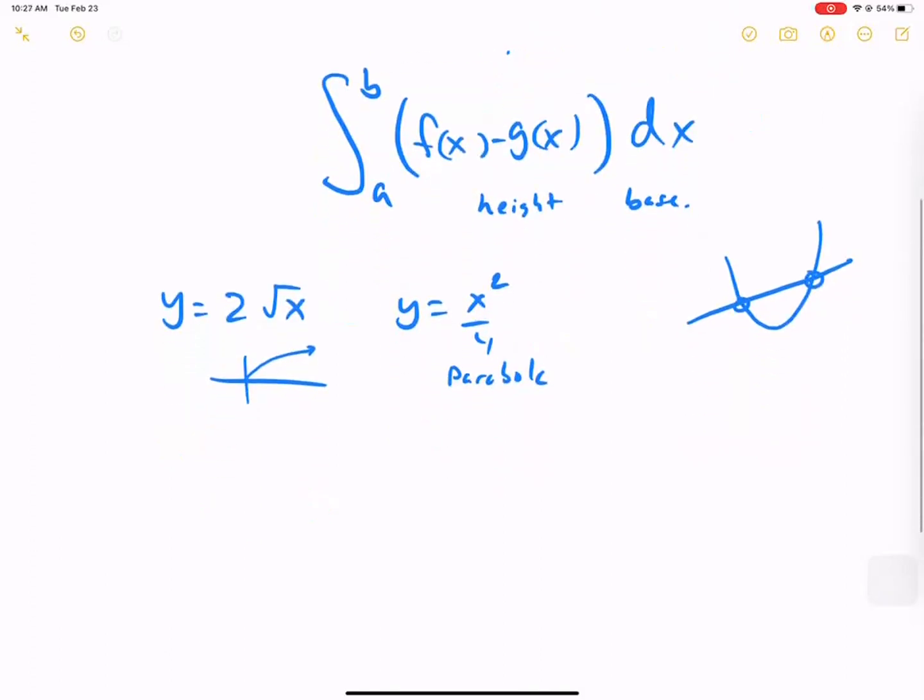So let's use this one real quick. Let me share my other screen, my calculator. Here we go, sharing second screen.